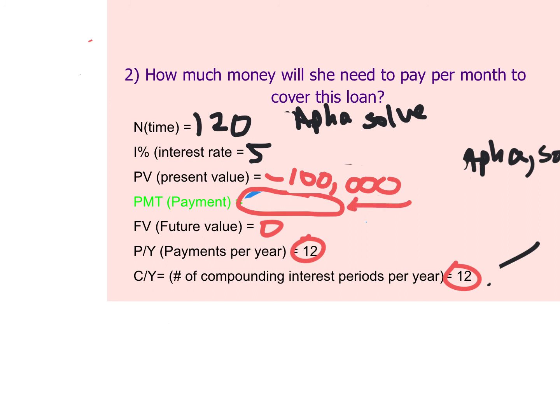And the payment would be how much a month they're going to be expecting to get. Tyler, what'd you get for the payment? Okay, do alpha solve on the payment with the negative 100,000 and let's see what we get. 1,060? 1060? Yeah. All right.